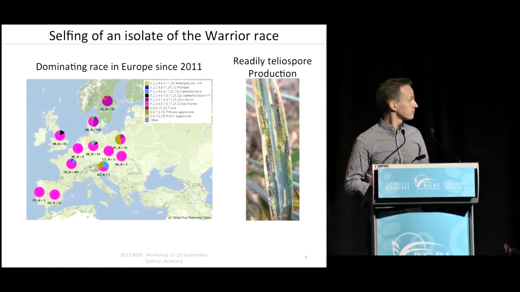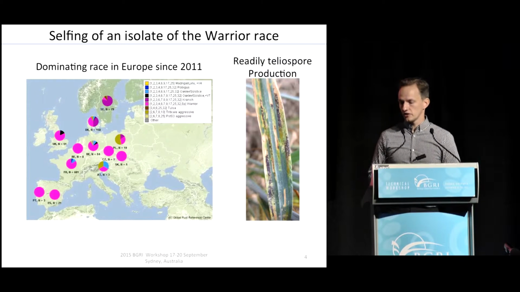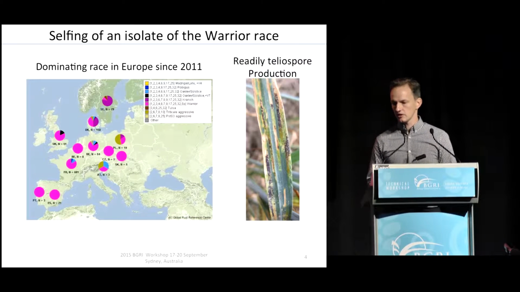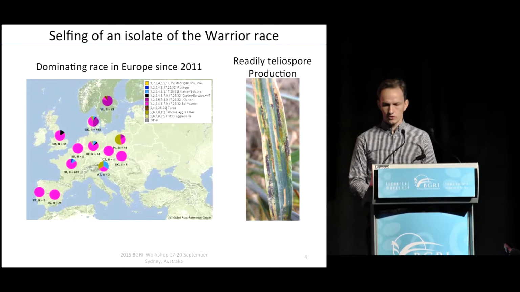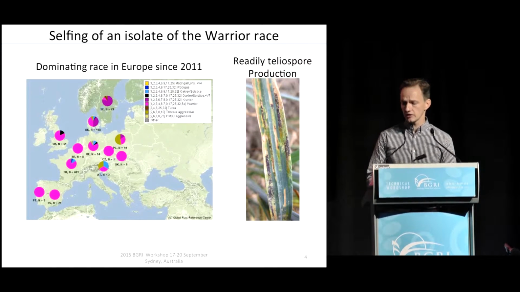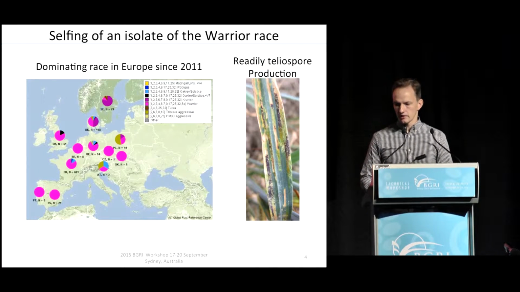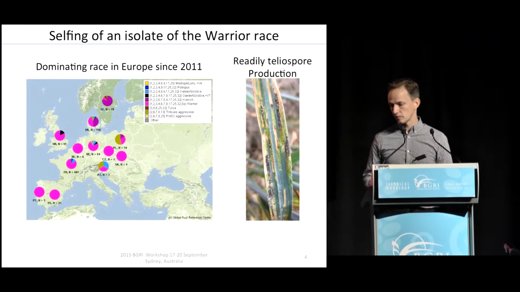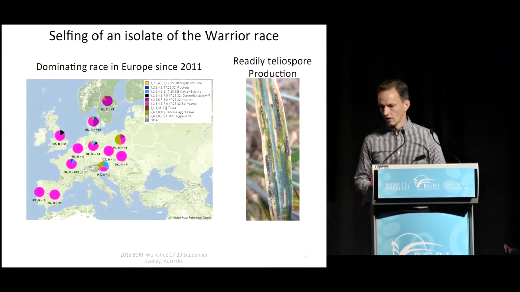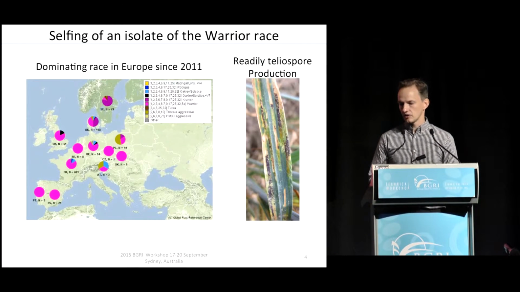So in the study, we used some progeny isolates that came from a selfing of an isolate of the so-called warrior race. This race was first detected in Europe in year 2011, and already in the first year of detection, it was very prevalent. And as you can see here on the graph, it is represented by the pink color. Now since then it has been the dominating race in Europe.